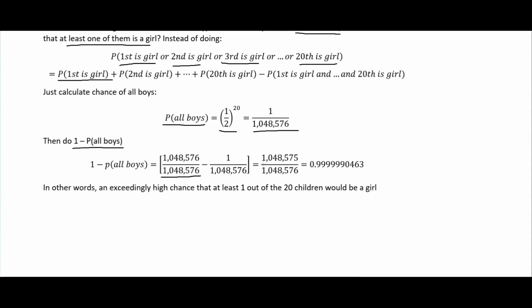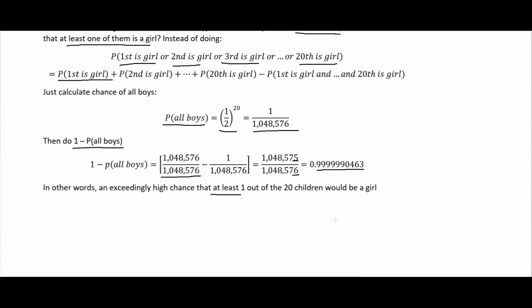So we end up with 1,048,575 minus 1,048,576, or that divided by that, which gives us 0.99999990463. In other words, it's an exceedingly high chance that at least 1 out of 20 of the children would be a girl. So the chance that all 20 children are a boy would be exceedingly small.